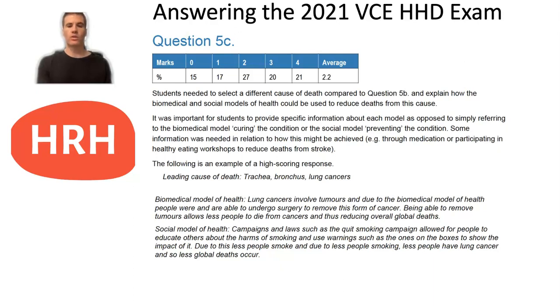In relation to the social model, they talked about campaigns and laws such as Quit Smoking campaigns, allowing people to educate others about the harms of smoking. Warnings such as ones on cigarette boxes could show the impact of it, and if fewer people smoke, fewer people might die of lung cancer and reduce global deaths. It's a good question to go back and practice, to think about how those two models can work together to address health conditions. As you can see, only 21% of the state was able to achieve full marks.